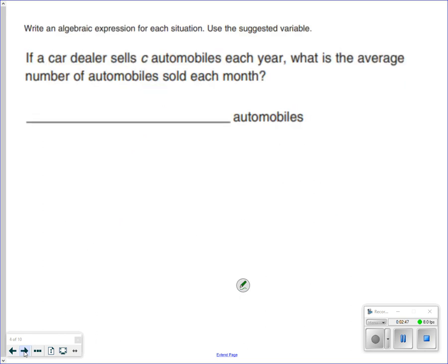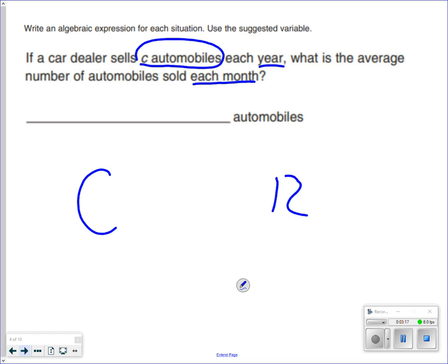The car dealer sells C automobiles each year. What is the average number of automobiles it sells each month? Okay, so C automobiles, that's how many each year. So C is going to be in there. What are we going to do with the letter C? It says each month. We want to know, in a year, what is the average number per month? Well, how many months are in a year? There are 12 months in a year.